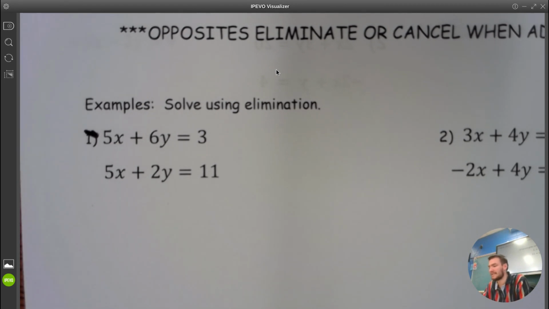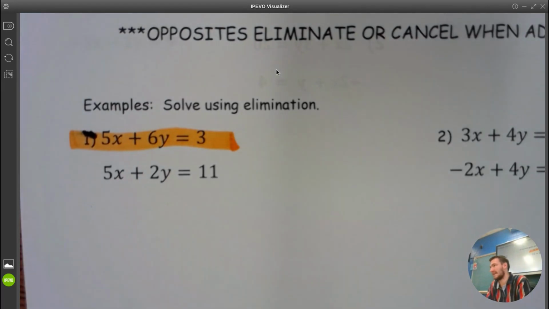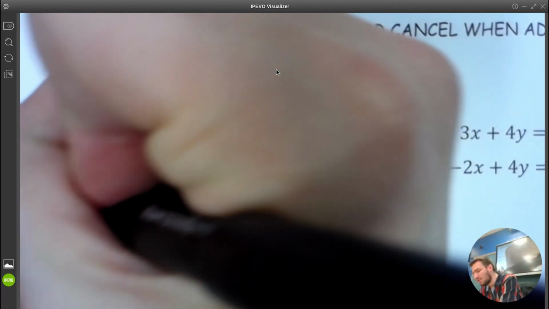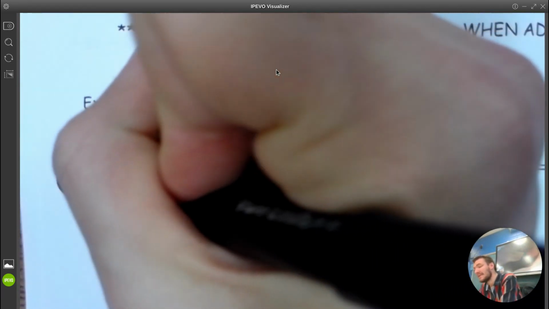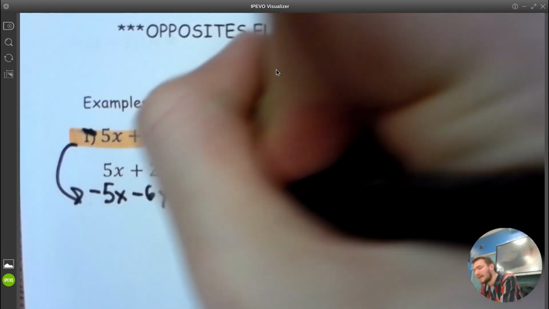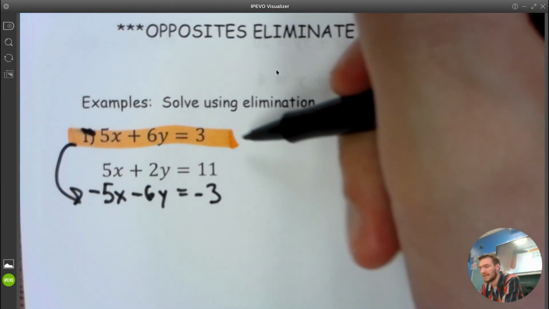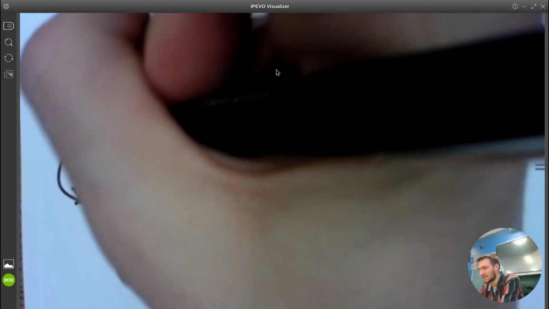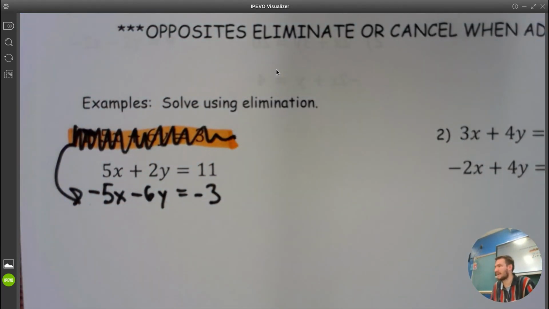The problem is we have to change every single thing. You can't change only one. You have to change all of them. So we make it negative 5x, positive 6y becomes negative 6y, positive 3 becomes negative 3. I'm just taking the top one and changing it, scribble out the top one, and then add them up just like yesterday. Okay?